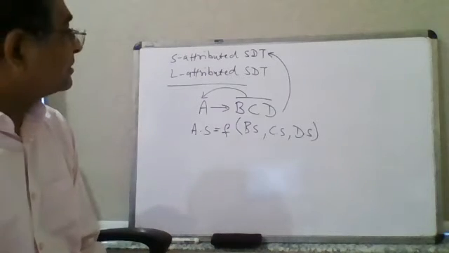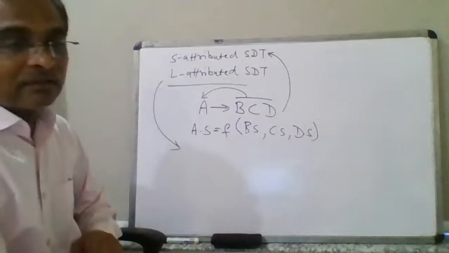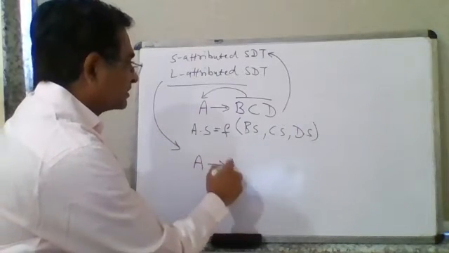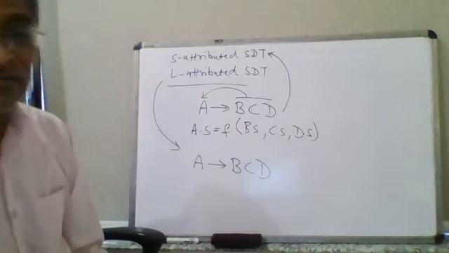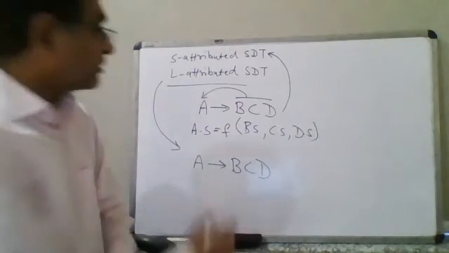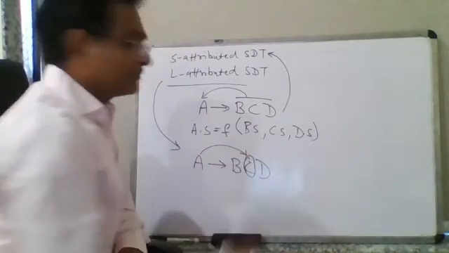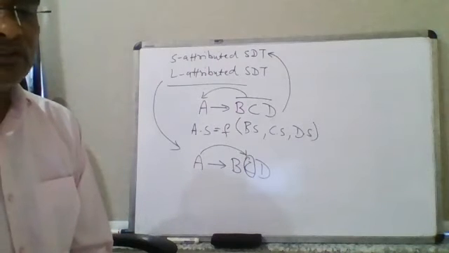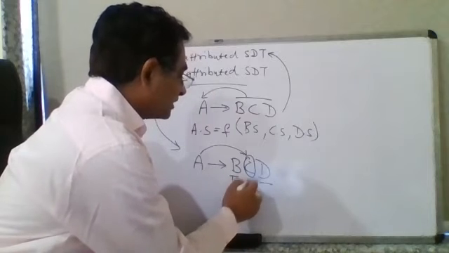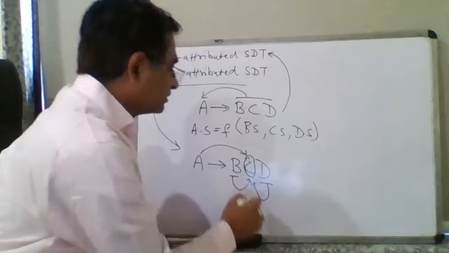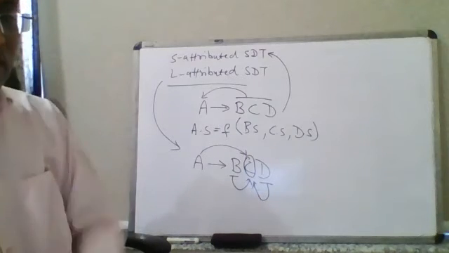The next possibility, which is an L attributed SDT, is something like the same thing. Let us take the same example, B, C, and D. If C is taking its attribute from its parent, this is one thing which is possible. Or from its sibling. That means there are two siblings, B and D, so it can get the value from this also. But for L attributed SDT, there is some difference.